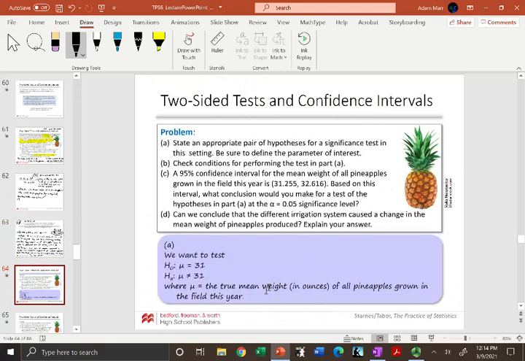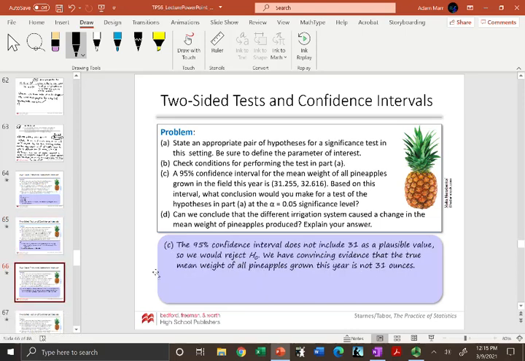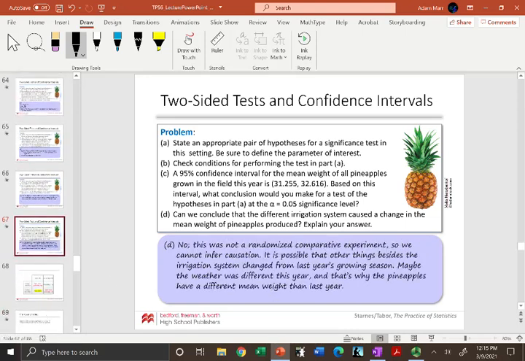All right, so let's look. This is the book's answer right here. There's the null. Okay, random, 10%. Normal large sample, same thing that we had right here. The 95% confidence interval does not include 31 as a plausible value, so we would reject the null. We have convincing evidence that the true mean weight of all pineapples grown this year is not 31. I said different than 31, same thing, okay? And right here is what we just did.